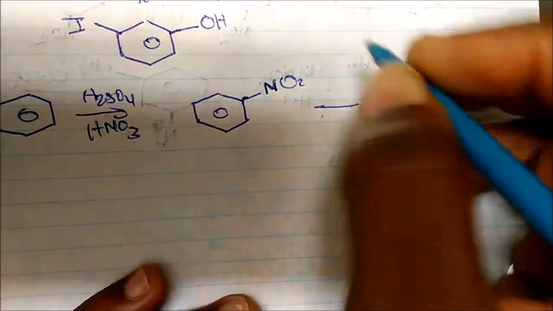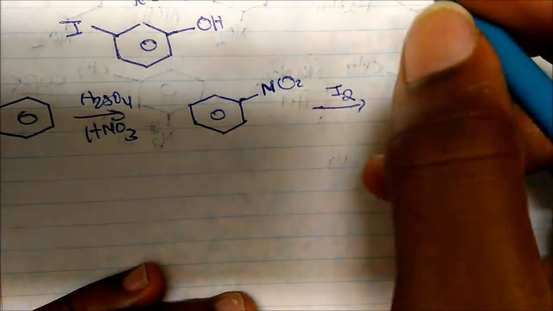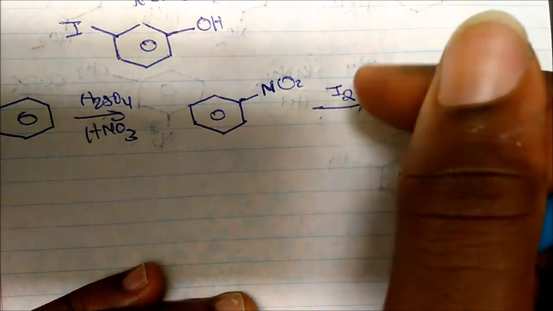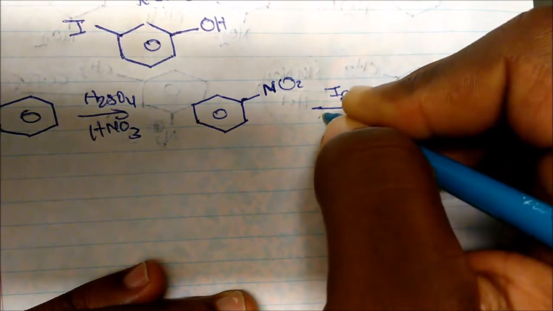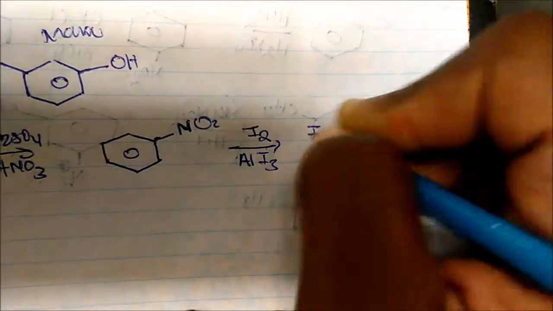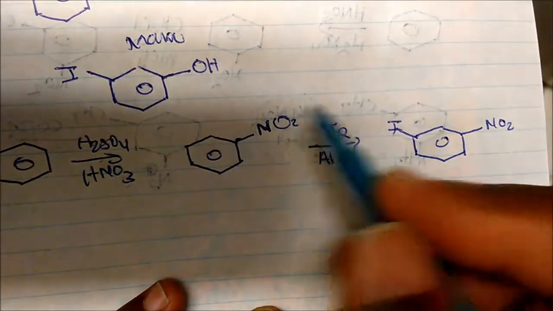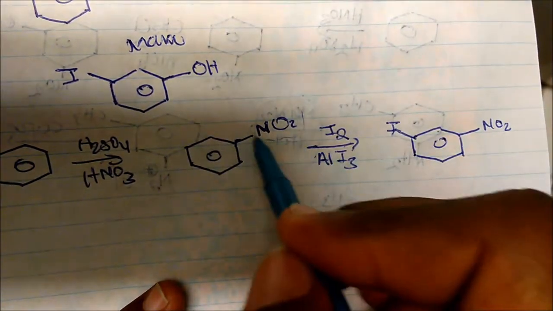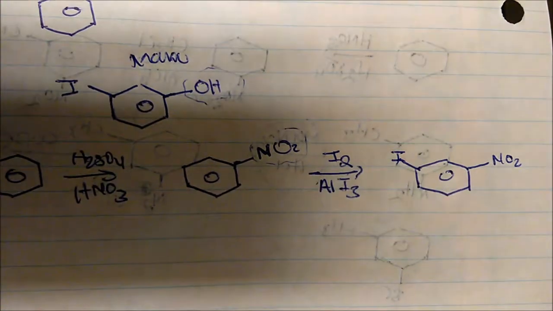Now we could just put on our iodine. So we could take I2 and some sort of Lewis acid. I'm going to use aluminum triiodide, and I'll get the iodine in the meta position, since NO2 is a meta director. And actually, let me correct what I said first. I would put the nitro group in the spot of the alcohol, because we know how to get alcohol from diazonium salt, and we know how to add iodine to the benzene ring. So that was a correction.